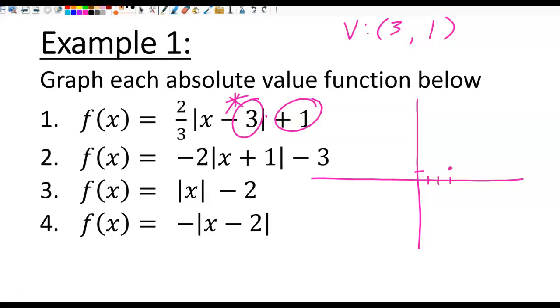The next thing we're going to do is use the slope, the 2/3 there. What this means is we're going to go up 2 and over 3, but we're also going to go left 3. So we go up 2, and then we go right 3 and left 3, and we put a dot in both spots, okay?